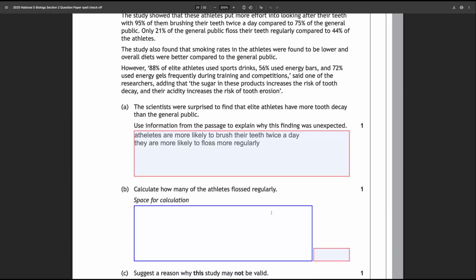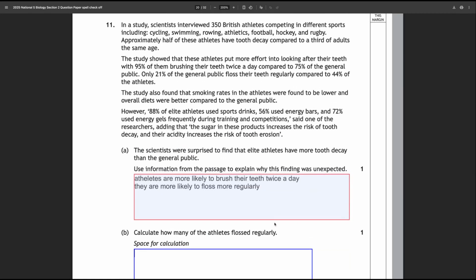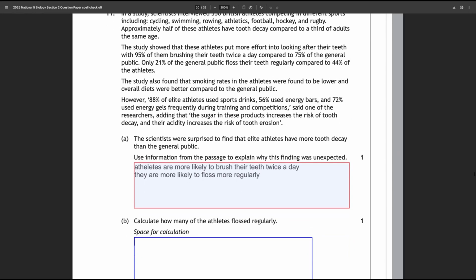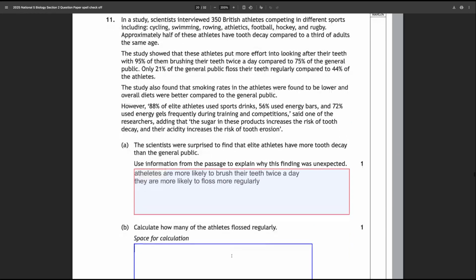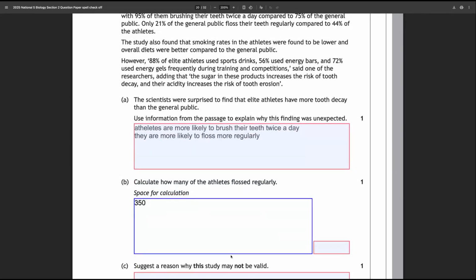Calculate how many athletes flossed regularly. So for this one, we have to find out how many floss regularly, and it was 44%. And the total number of athletes was 350. So our calculation is going to be 350 times, if we change 44% into a decimal, it's 0.44. So 350 times 0.44 is 154.